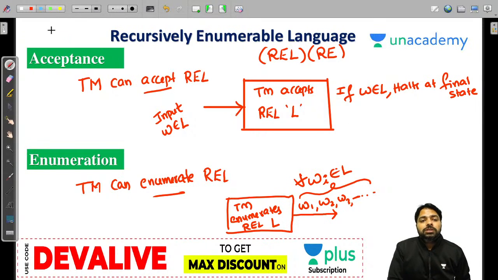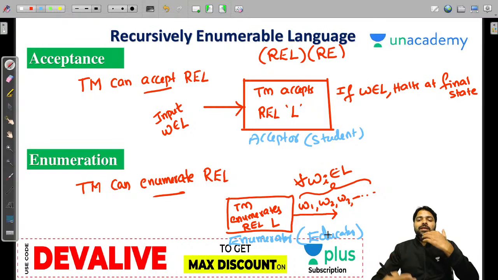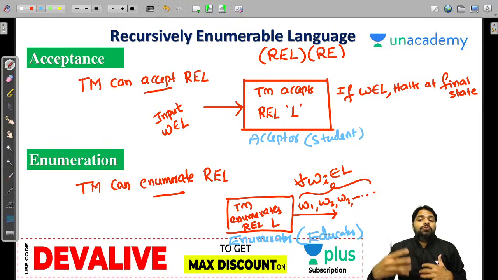So this Turing machine, the student, is called the acceptor. And this other Turing machine is the enumerator, just like the educator or faculty. Here I am delivering the words which are there in the TOC, and you are trying to understand the words which are there in TOC. This is how you can connect theory of computation with the two kinds of machines.